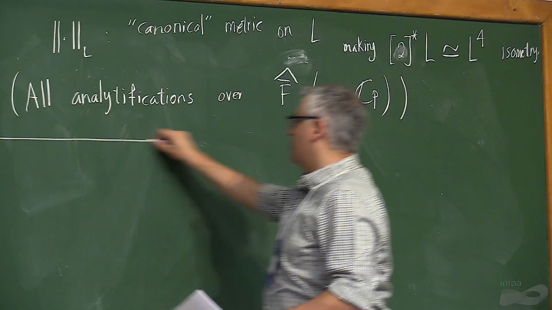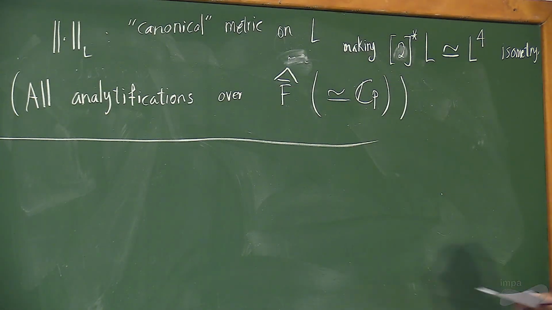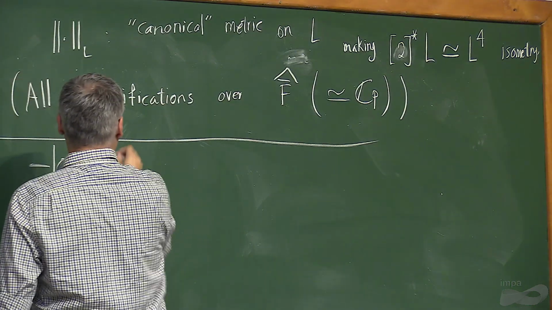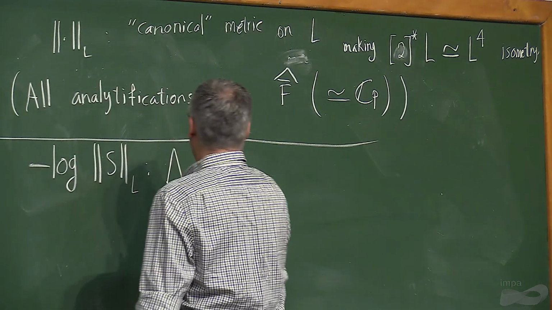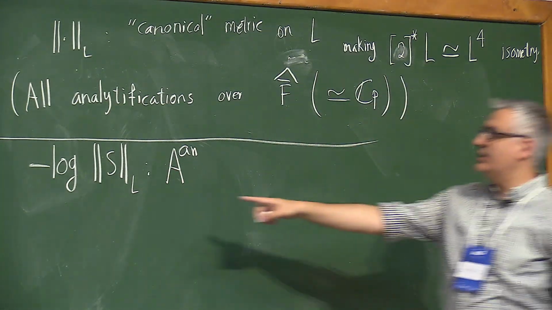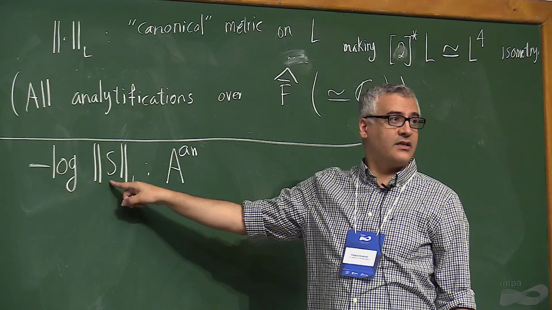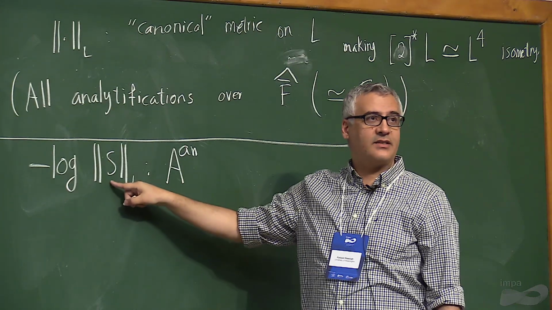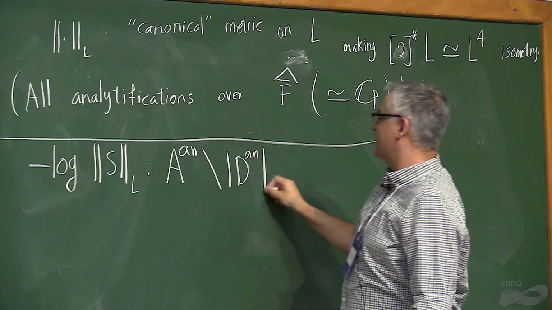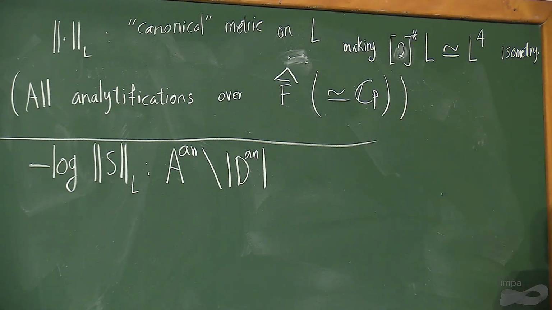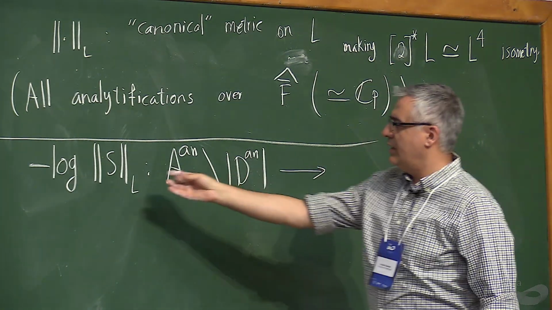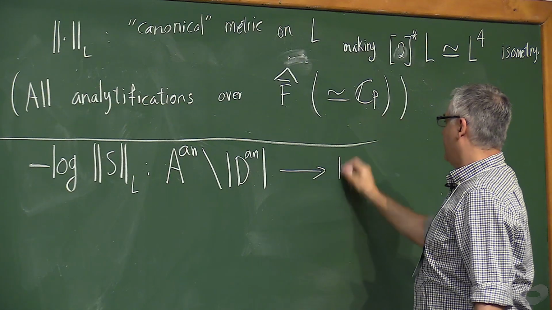OK, now I'm ready to tell you a bunch of concrete things. You look at minus log of the norm of S as a function on an analytification of A. But the section is going to be 0 when you're on the divisor. That's how a divisor is made. So I have to remove something suspiciously familiar. I have to remove the support of the divisor. And this is a metric. I take the logarithm, I get a real number.